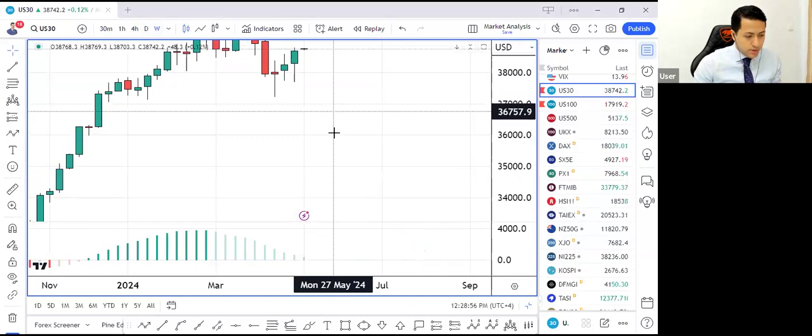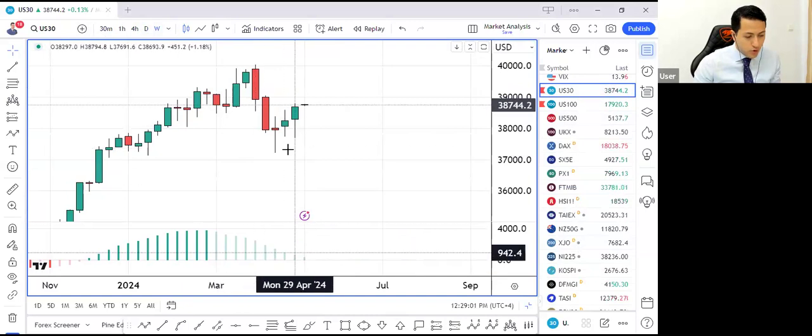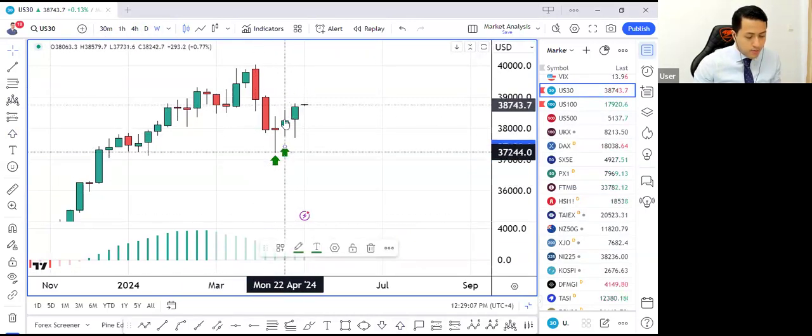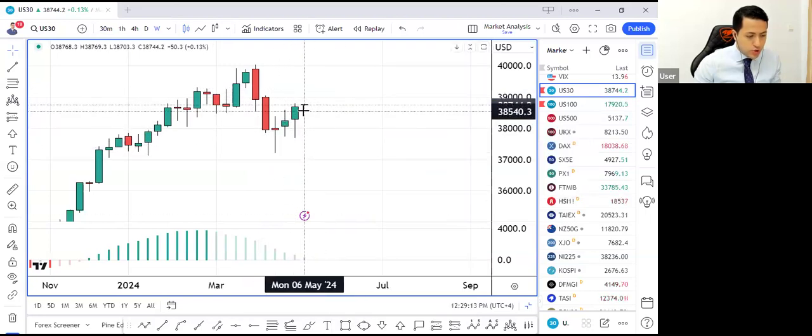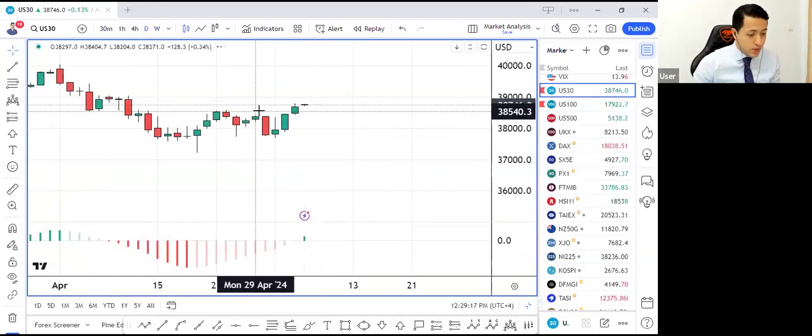nothing but bullish. A move downwards. Okay, we had this candle which said that the move lower was losing momentum. We started having other bullish candles, higher highs and higher lows. So I'm really expecting that we are heading higher on the Dow Jones during this week.